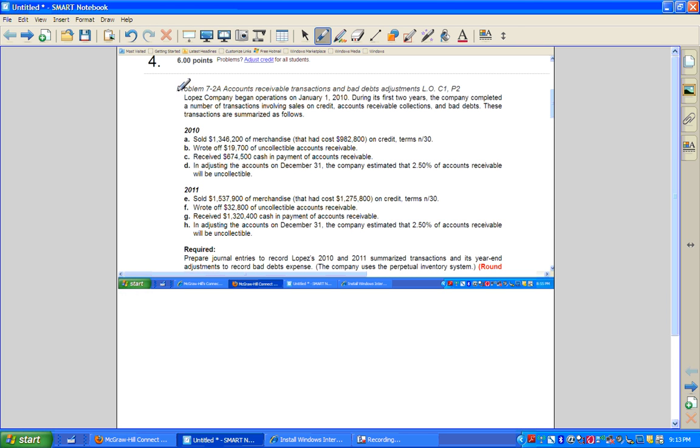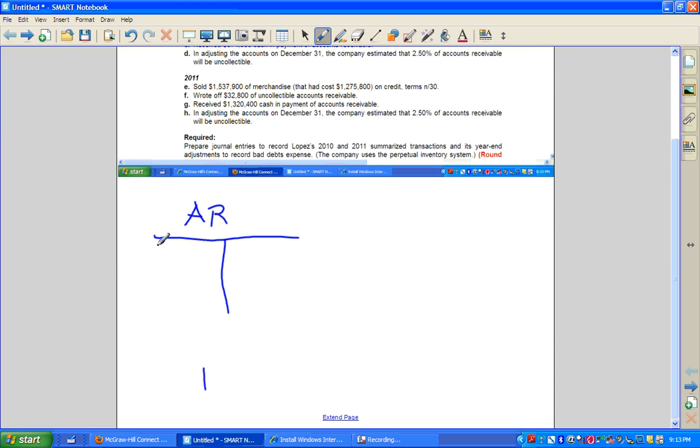Okay, it's a new company, we need to notice. They start off with an accounts receivable balance that has no beginning balance. This is very unusual and does matter in this problem for a couple of reasons. We're starting off with 0 as our beginning balance.